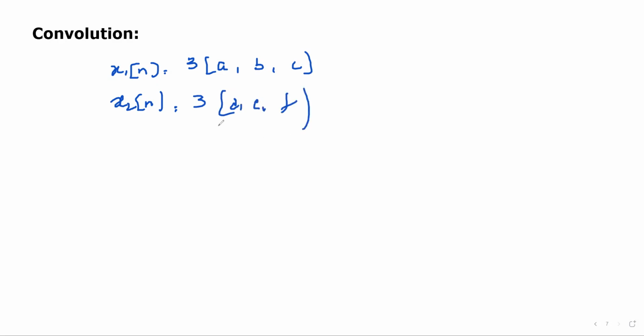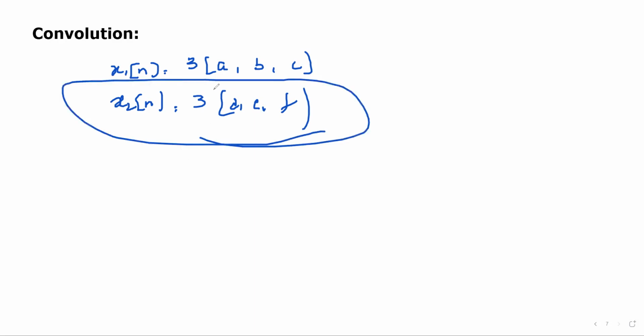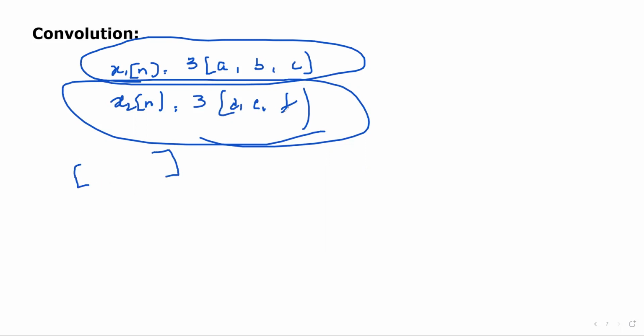Now what the convolution says is that the total number of variables will be the length of this plus the length of this minus 1. After performing the convolution, x1 of n convolved with x2 of n, you are going to have i, j, k, l, and m. These are the values you are going to have.